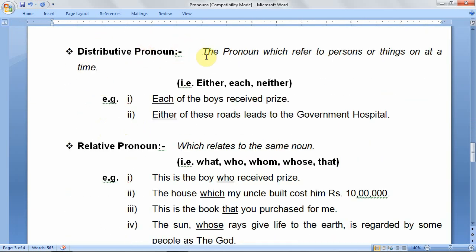Distributive pronoun. The pronouns which refer to persons or things one at a time are considered distributive pronouns. Either, sometimes pronounced "either" also, each, neither. Each of the boys received a prize. So each is considered a distributive pronoun. Each means everyone. Either of these roads leads to the government hospital. Whatever roads are there, either of the roads, any one.